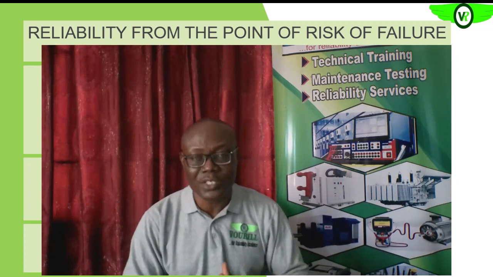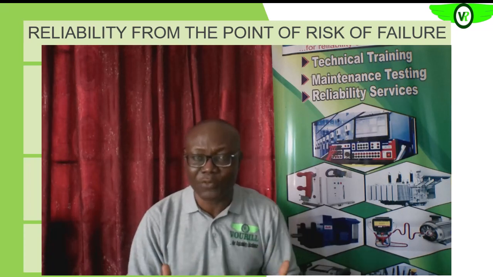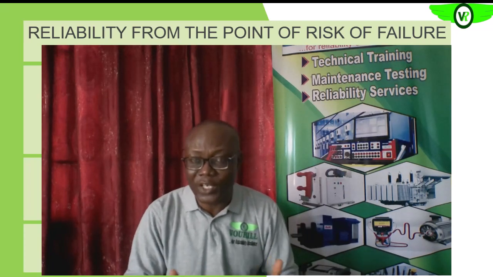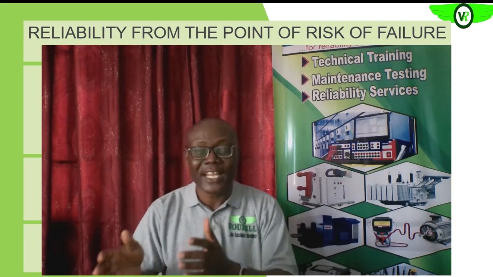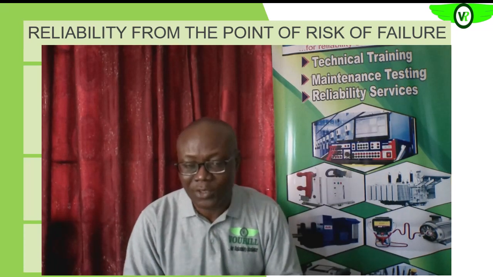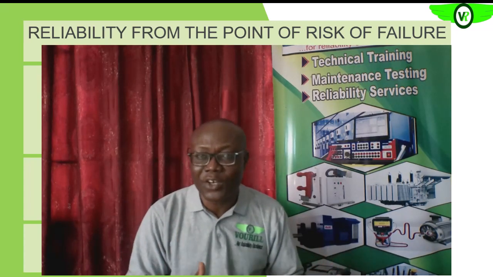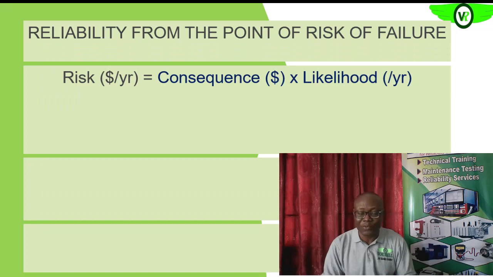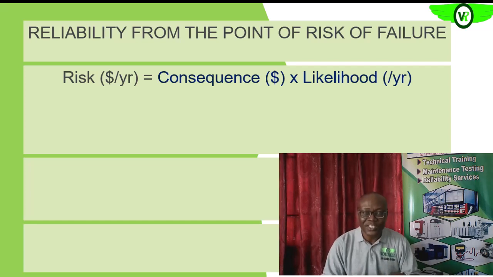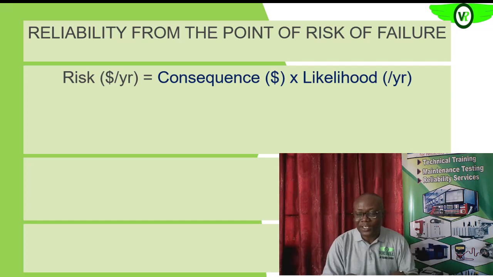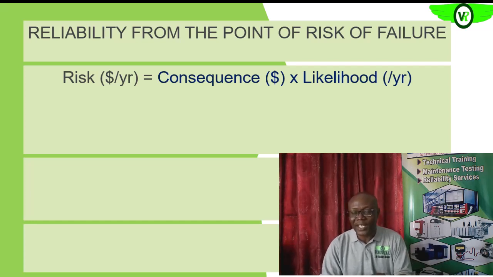So like we all know, risk is the product of the consequence of failure and the likelihood of that failure. So a failure that has low consequence and low likelihood, of course, would mean that such a failure has a very low risk level. But a failure whose consequence is enormous and the likelihood is also high, of course, from what you can see on your screen, the risk level of such a failure will be very, very high.